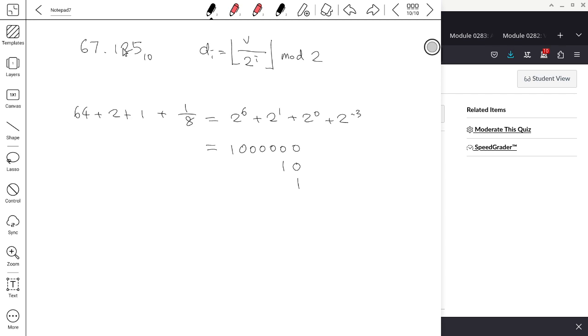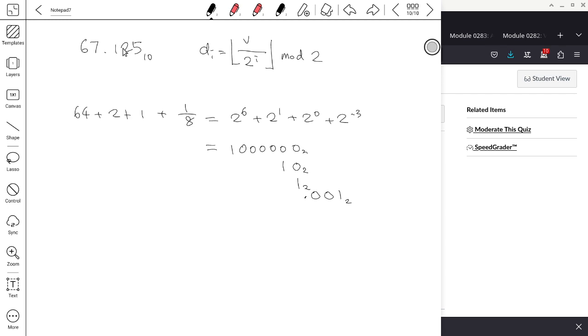Okay, so what about the negative 3? Well, that's why we have a decimal point. So the decimal point is separating the non-negative powers from the negative powers. So the next place is going to be 2 to the power of negative 1. We got none of those. And then the next one is 2 to the power of negative 2, which is 1/4. We have none of those either. And then the next one is 2 to the power of negative 3. So 2 to the power of negative 3 is 0.001 in base 2. So I really have to emphasize that all of these are base 2 numbers, okay?